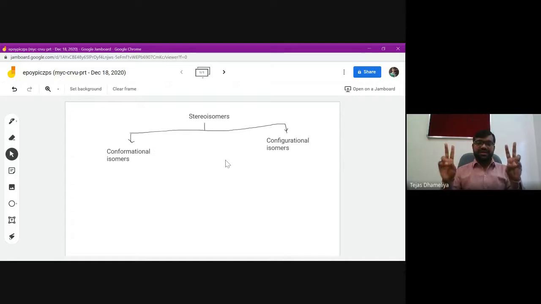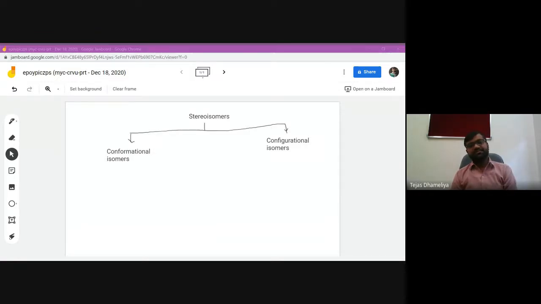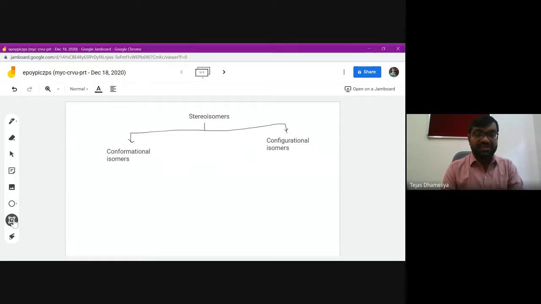Two types of isomers are there: conformational isomers and configurational isomers. Now we will come to both of these terms. We know about the philosophy of these two different isomers. So let me introduce you first to conformational isomers. These conformational isomers are basically also called conformers.